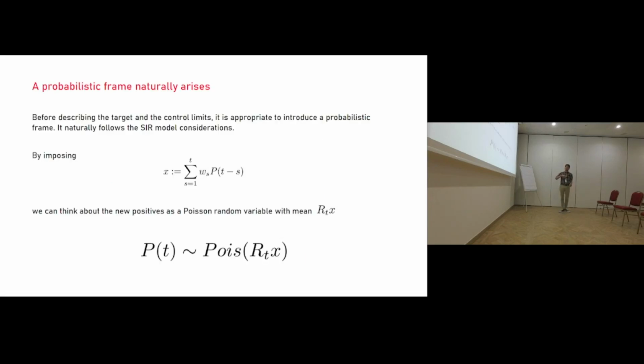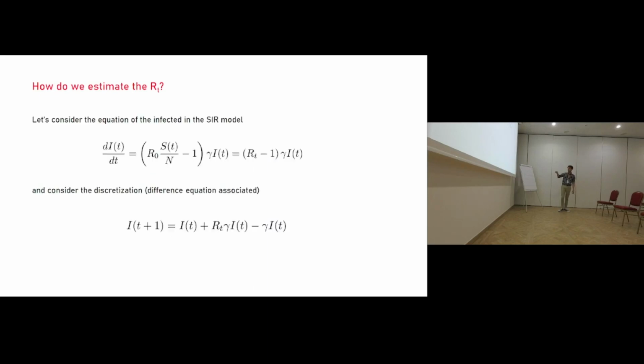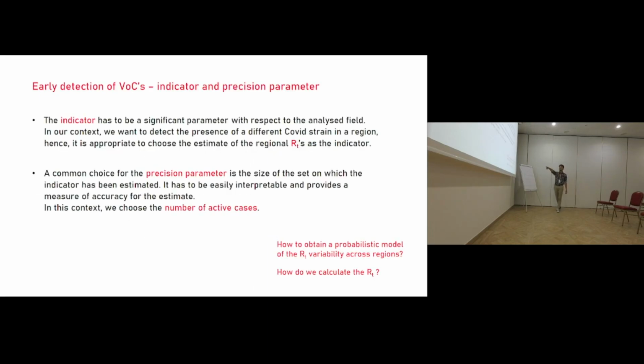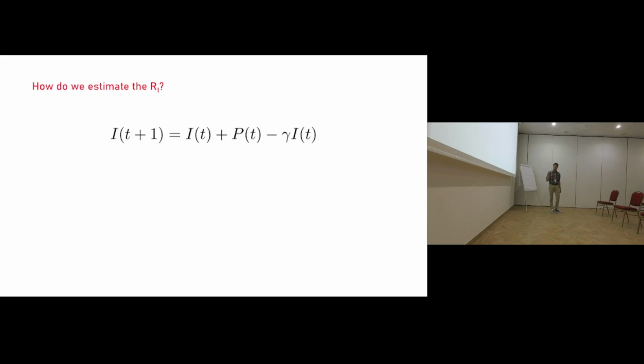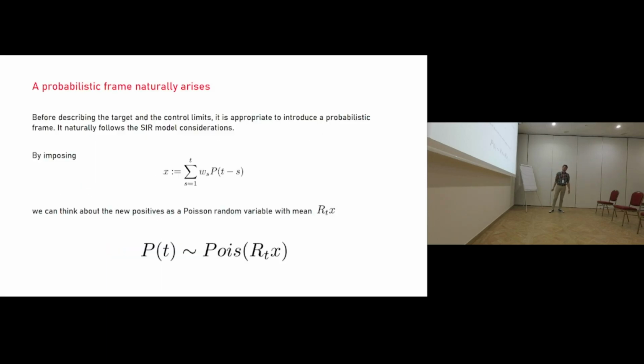Okay, concerning the first question, that was how can we obtain a probabilistic model of the RT variability across regions? That is far more interesting. We've got that before describing the target and the control limits, it is appropriate to introduce a probabilistic frame. It naturally follows the SIR model, that for us is the Goris formula, by imposing x equal to the discrete convolution, that was the denominator, for the sake of notation. We can think about the new positives as a Poisson random variable with mean RT times x, so that P is a random Poisson of mean RT times x.